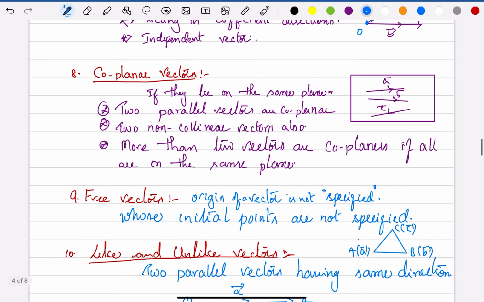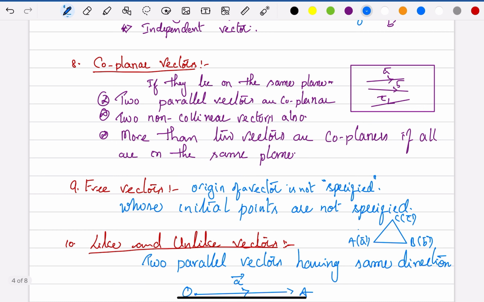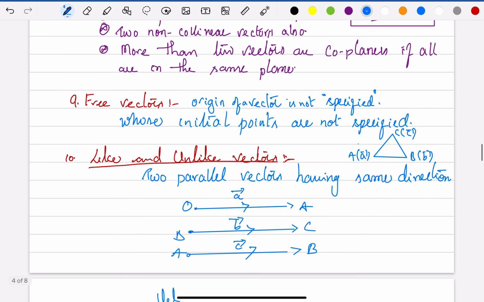Coplanar vectors. Two or more vectors that lie on the same plane, and two parallel vectors are coplanar. More than two vectors are coplanar if they all lie in the same plane. That is coplanar vectors.